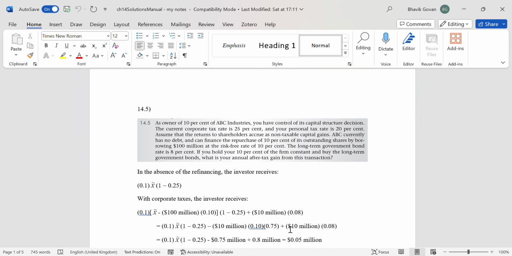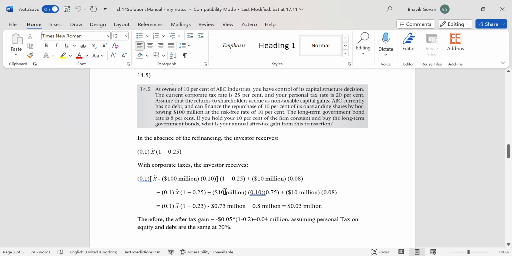Now, with corporate taxes, the investor receives 10% times your X, which is your cash flow, minus 100 million times 10%, which is basically your interest on the debt. Then you take that whole figure and multiply it by 1 minus the corporate tax rate to find out what's left after taxes. And then you add your 10 million times your 8%, the government bond interest that you're receiving.